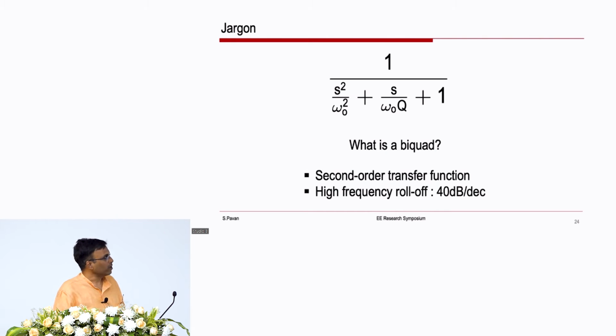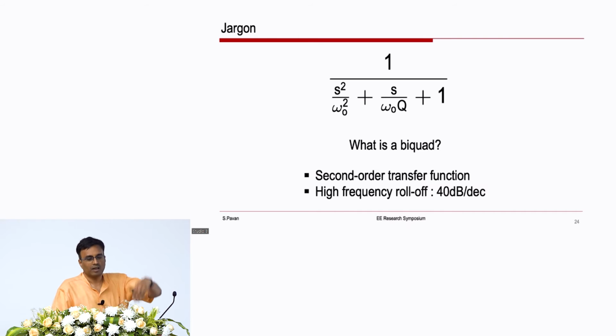Now, before I go forward, let me give you some jargon. A second order transfer function like this is often called a biquad. This is called a biquadratic section and is shortened as biquad. And what I would like to draw your attention to is that the high frequency roll off of this second order transfer function is, because of 2 poles, 40 dB per decade.